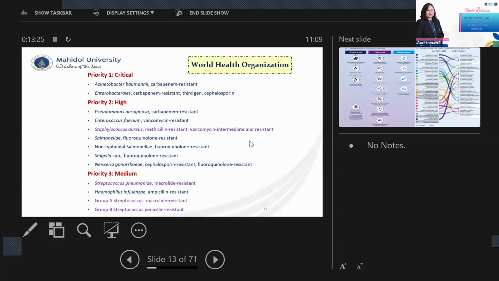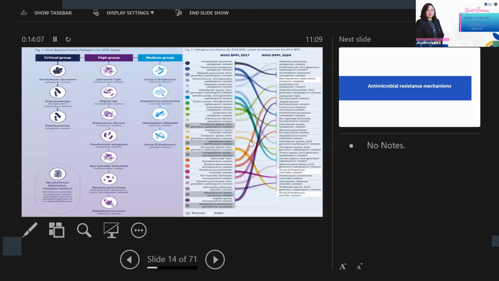Let's look at the critical one. We have Acinetobacter here, must be carbapenem resistant, right? And Enterobacterales, this one is a big order. Inside, there's the family Enterobacteriaceae like E. coli, Klebsiella. This group must be resistant to carbapenem or third generation cephalosporin to be classified as a critical pathogen group. The rest are mostly gram negative, right? The positive ones here, maybe S. aureus, Streptococcus. But mostly gram negative bacteria.